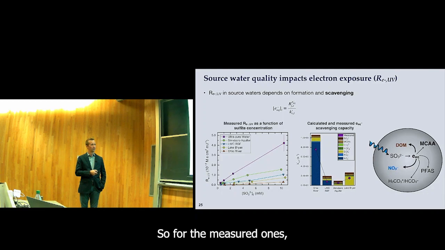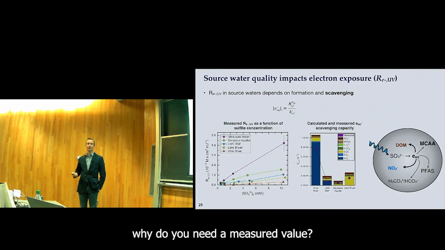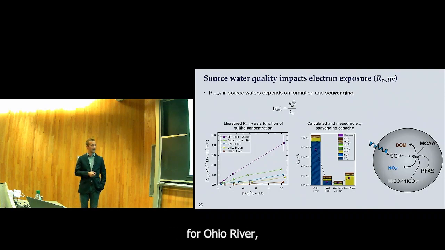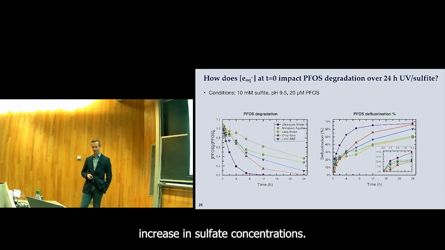So for the measured ones, this is coming from the probe, and the bars represent our calculated value. And you might ask, well, if you have a calculated value, why do you need a measured value? You're not always going to know all the water chemistry parameters, and there might be some important scavengers that you can't measure. And so, historically in the photochem literature, we also want to measure scavenging capacity. The take home is that for Ohio River, it's much larger than all of the others. So that explains the deviation in RE minus UV at increasing sulfite concentrations.